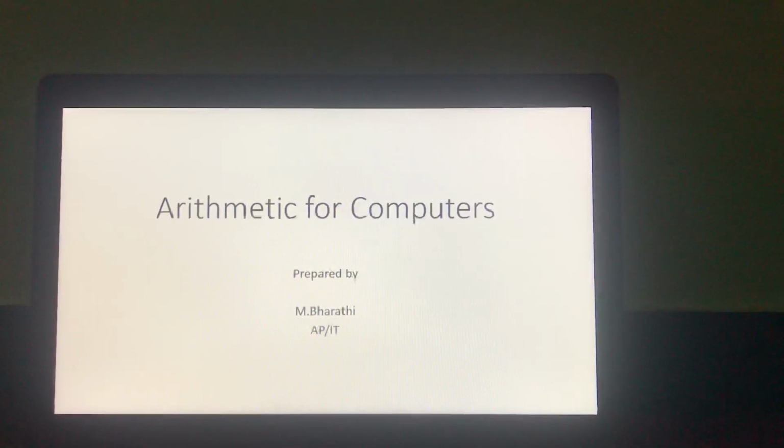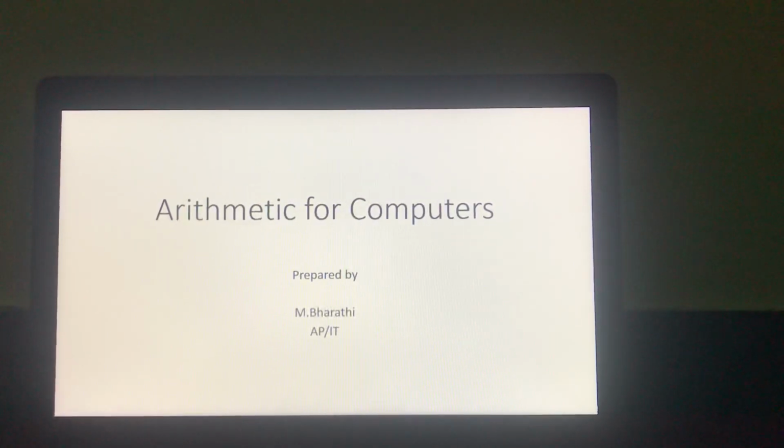Before entering into it, we should know what arithmetic is. What are all the arithmetic operations in a computer? You will have addition, subtraction, multiplication, division and modular division. Here we are going to discuss binary addition, subtraction, multiplication and division.